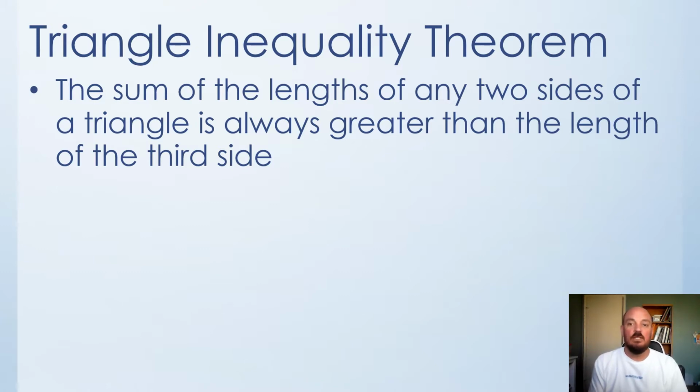So here's what the triangle inequality theorem says. It says if you add up any 2 sides of a triangle, it has to be longer than the third side. And here's a picture that kind of shows why.